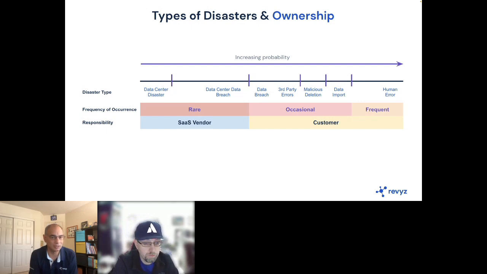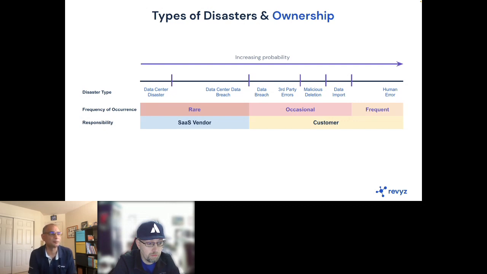strategy. Now that you understand that protecting your data is your responsibility, these are some of the things that you want to take into account. What are the different types of disasters which could occur, and how do you go about thinking about protecting the data which is residing within the SaaS application.